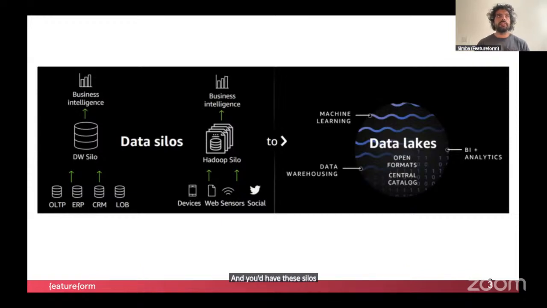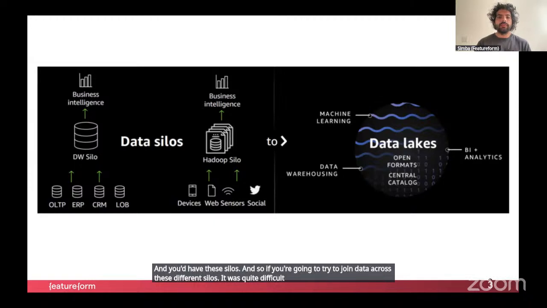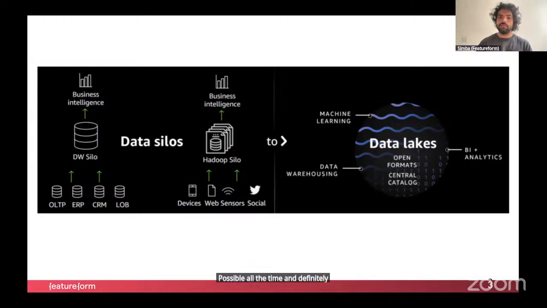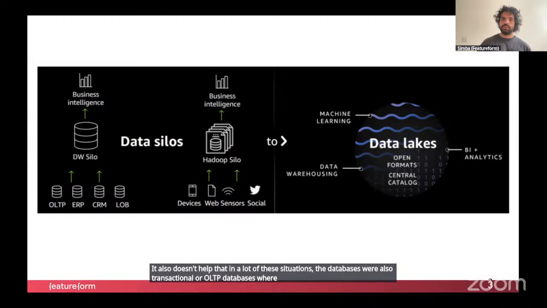And so if you're going to try to join data across these different silos, it was quite difficult. You would have to maybe query those things directly, maybe download them as CSVs or similar and work with them that way. It wasn't really possible all the time and definitely not easy to build models. It also doesn't help that in a lot of these situations, the databases were transactional or OLTP databases where they were sometimes being used in production. So it was painful. This led to the idea of the data lake.